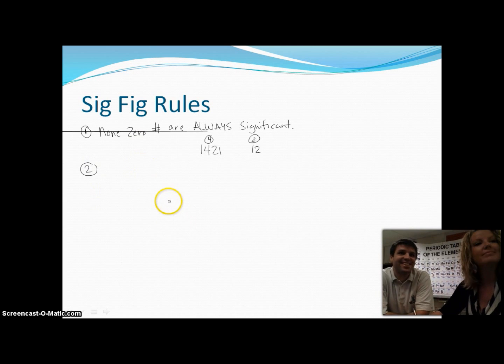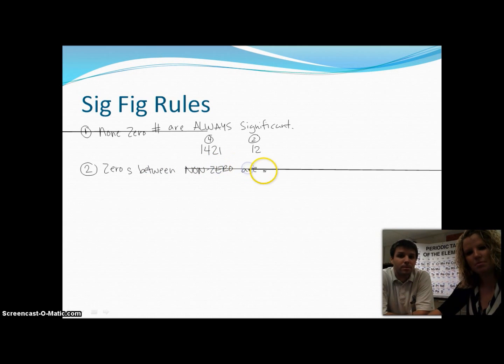It's not. Okay. Second rule we have, zeros between non-zero numbers are always significant. Zeros between non-zero numbers are always significant. Just giving us a challenge. That's right. Significant. So what would be an example of this?